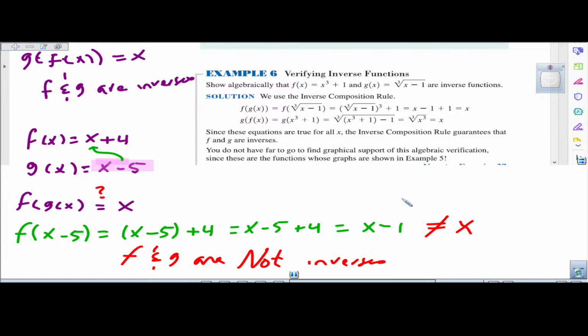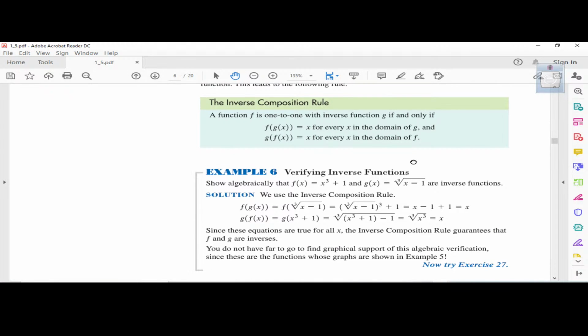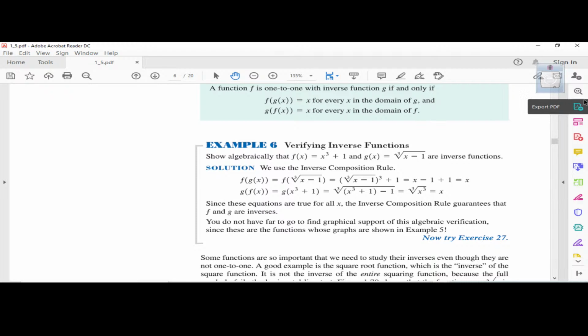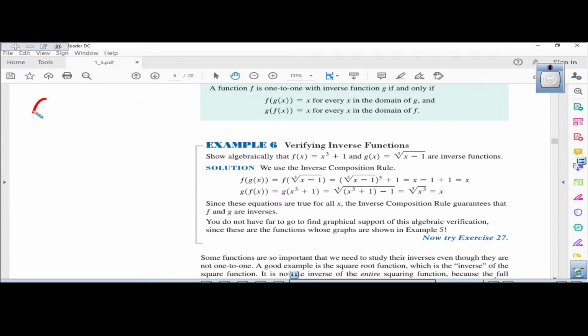Now let's check if there is actually one that works. They gave us an example of something that works, so let's take a look at it. It says here that f of x is x cubed plus 1, and g of x equals the cubic root of x minus 1. And we're asked to see if these two are inverses.